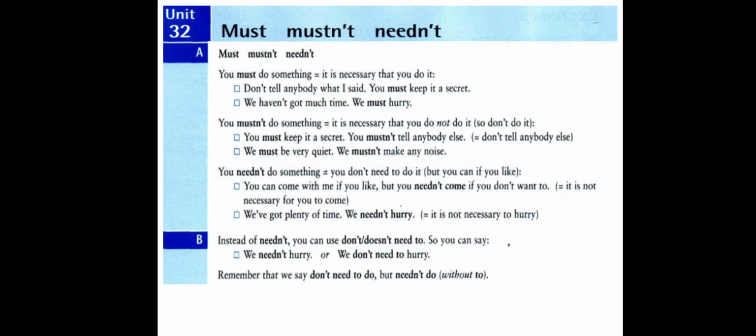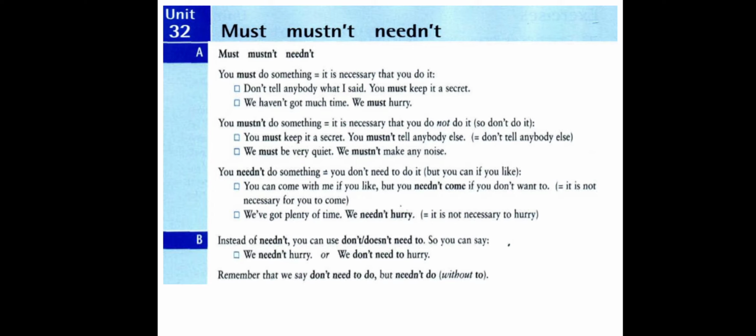So in the first example here, you can come with me if you like, but you needn't come if you don't want to. You needn't come if you don't want to means you have the choice. You can come if you want, and you can not come if you want as well. You are free to decide. It is not necessary for you to come, but if you want to come, you can. But if you say you mustn't come, that means you don't have any choice but not to come. It means you are not allowed to come.